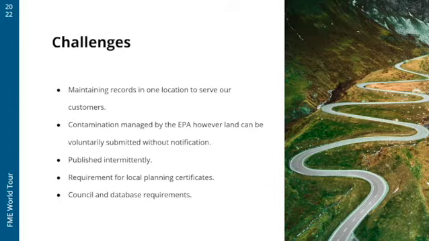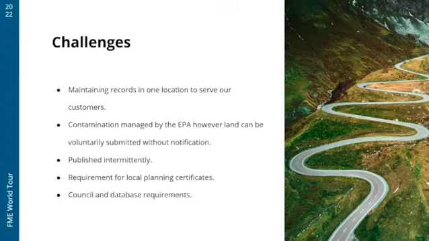Having said that though, landowners can voluntarily submit their parcel of land for a contamination management plan. And the EPA and the landowner don't have to notify us in this case. This means that we need to refer to the EPA's master list of contaminated lands for any that have been voluntarily added to the list.